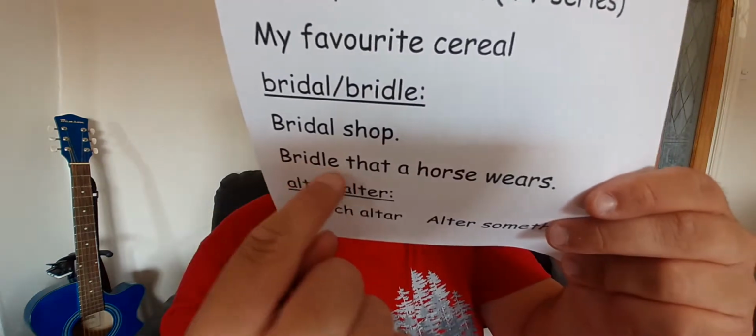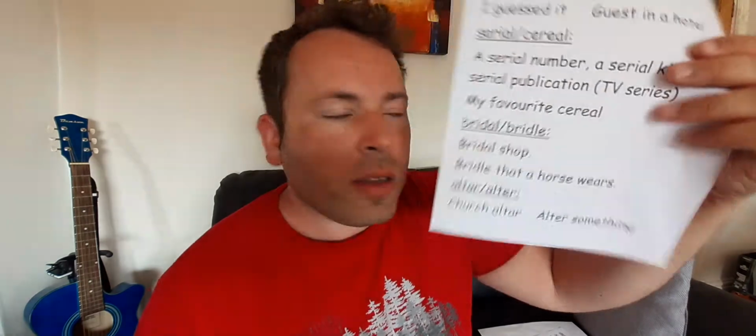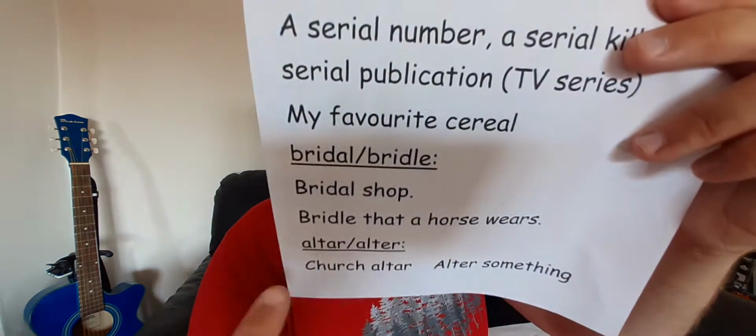Then bridle with an I-D-L-E here. Now that's the type of bridle that a horse wears over their head, okay? So that kind of bridle that the reins are attached to. All right, so that's your bridle. Bridal shop for a bride stuff. Okay, boys, you don't worry about that. And then bridle, all right? A bridle that a horse wears. Right, then we move to altar and alter, okay? Church altar, so that's the altar at the front of the church, and alter something, meaning to change something, okay? So that's your altar and alter.